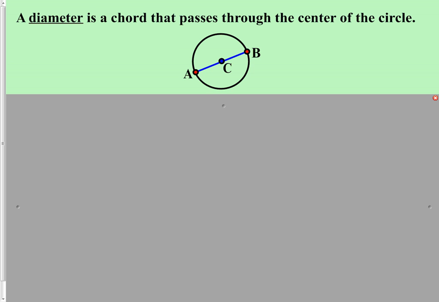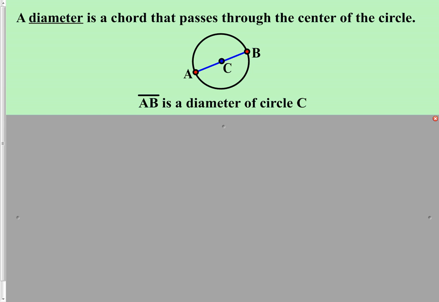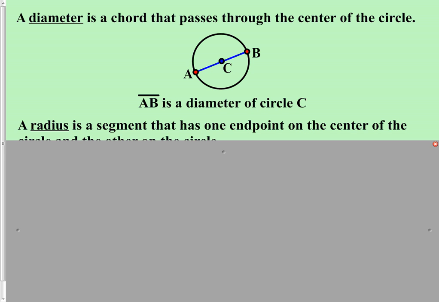Obviously I don't think you need a diagram, but I always give you diagrams to go along with your definitions. Here is your chord AB, which in this particular case is a diameter of circle C because it passes through the center point, C. So nothing new there. You've heard of that one before, as you have heard of this one as well.